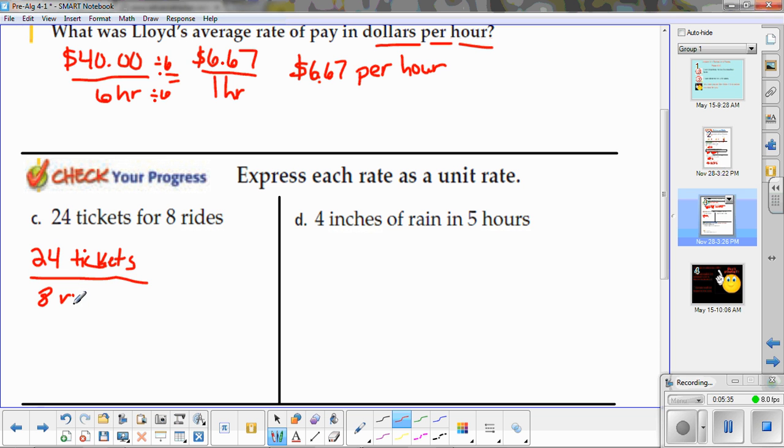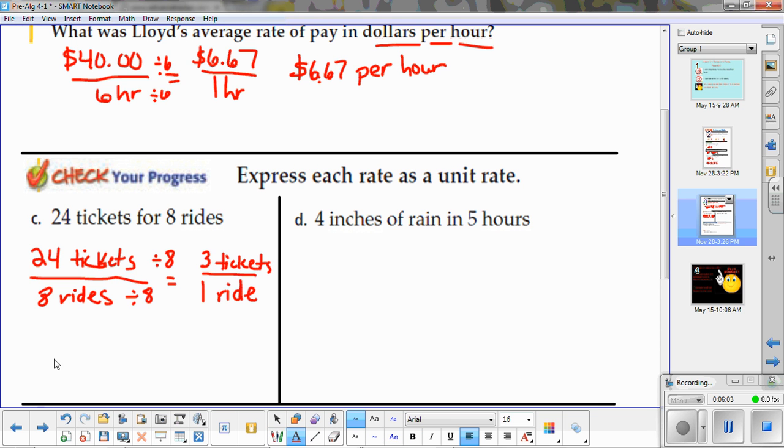So we will be trying to figure out how many tickets for one ride. To figure out for one ride, we'd want to divide both the numerator and denominator by 8, because then we'll get one ride down here and 3 tickets on the top. So 3 tickets per ride.